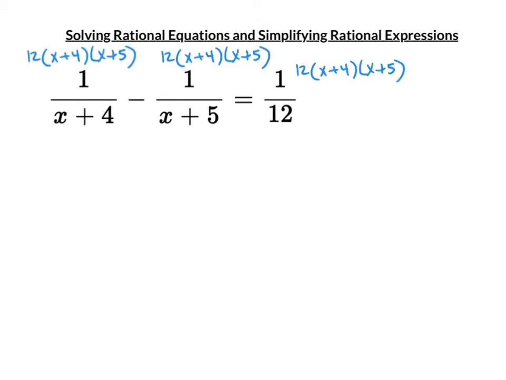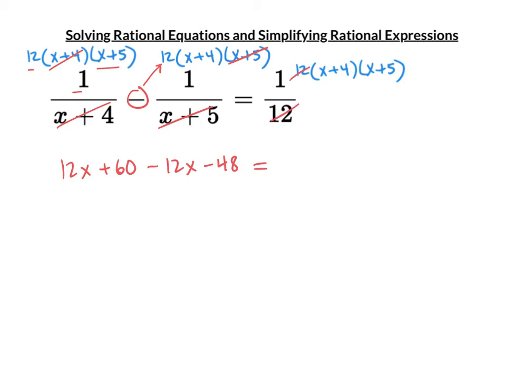Then we will cancel. The x plus 4's are gone. I'll have 12 times 1 times x plus 5. 12 times 1 is 12. 12 times x plus 5 is 12x plus 60. We have to distribute. We'll cancel the x plus 5's. Don't forget the minus. This is going to be negative 12 times x plus 4, which is negative 12x minus 48, equals, the 12's cancel.